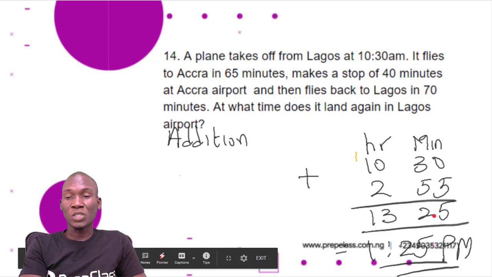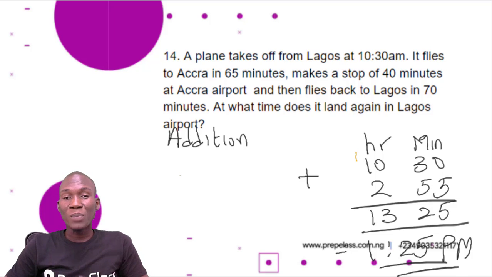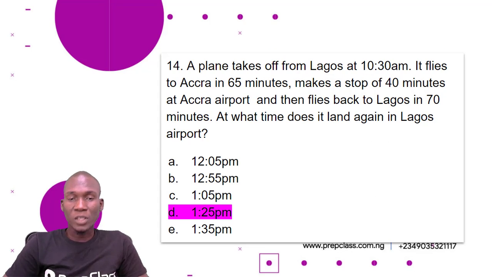So we write down the minute, which is 25. We carry the hour. 1 hour plus 10, that is 11 hours. 11 hours plus 2, that is 13. So we have 13 hours 25 minutes. So on a 12-hour clock, the 13th hour is the same as saying 1. Therefore, we have 1:25. Because we have 13 here, it means it is in the PM. So we have 1:25 p.m., which is the time the plane landed back in Lagos Airport. The correct option is option D, 1:25 p.m.